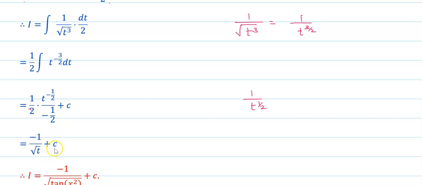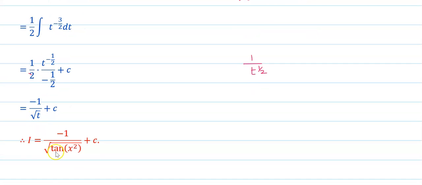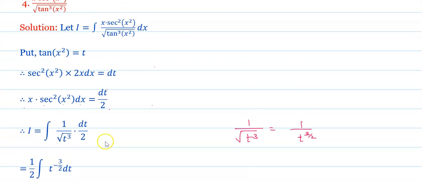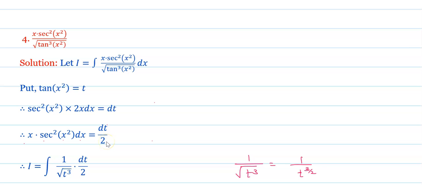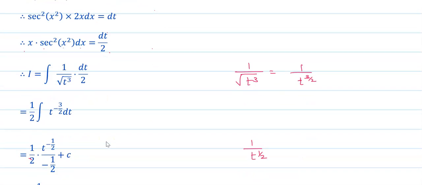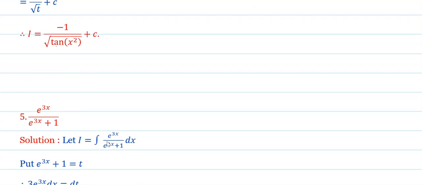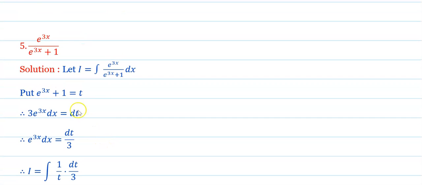Now replace the value of t. What is t? t is tan of x square, and hence the answer I is equal to minus 1 upon root of tan of x square plus c. Okay, you can see this again. Okay, now the next question.